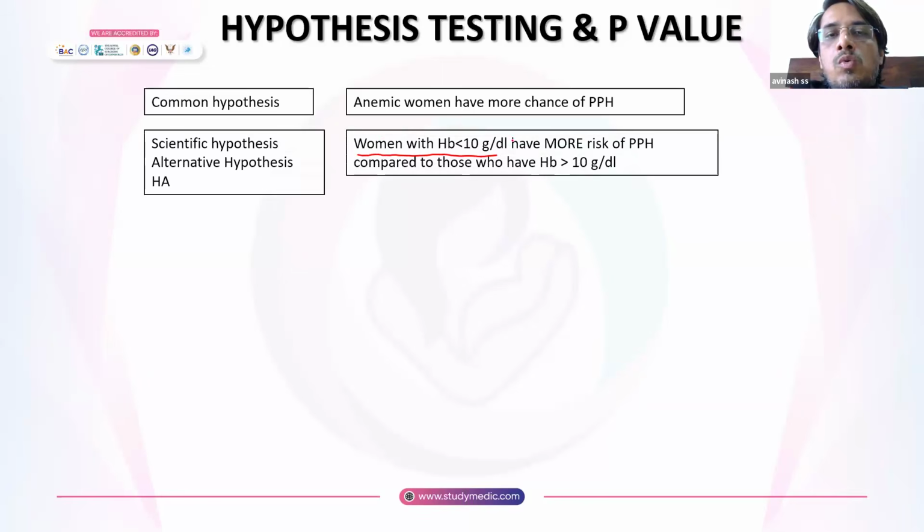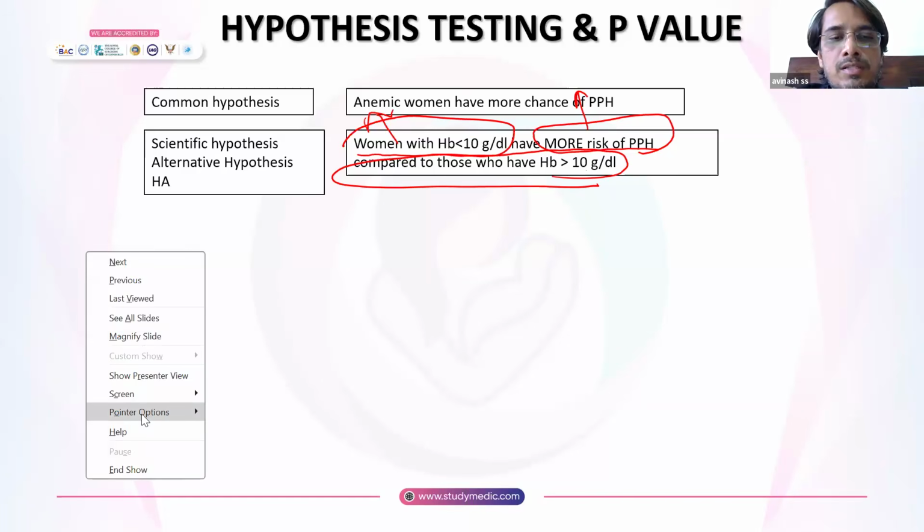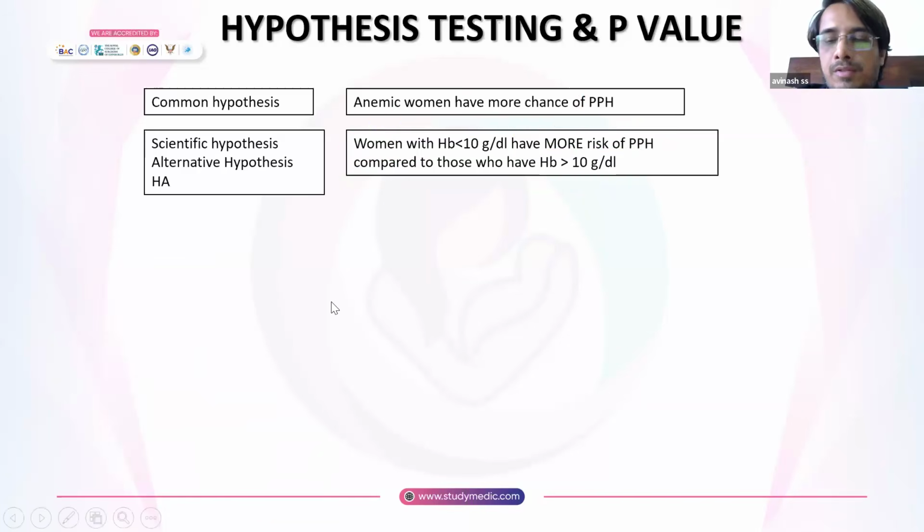So we know who are anemic, compared to women with more than 10. What we are comparing? Incidence of PPH. So in whom we are doing, what we are comparing, everything is operationalized. And this is called the scientific hypothesis, or the operationalized hypothesis, or alternative hypothesis.